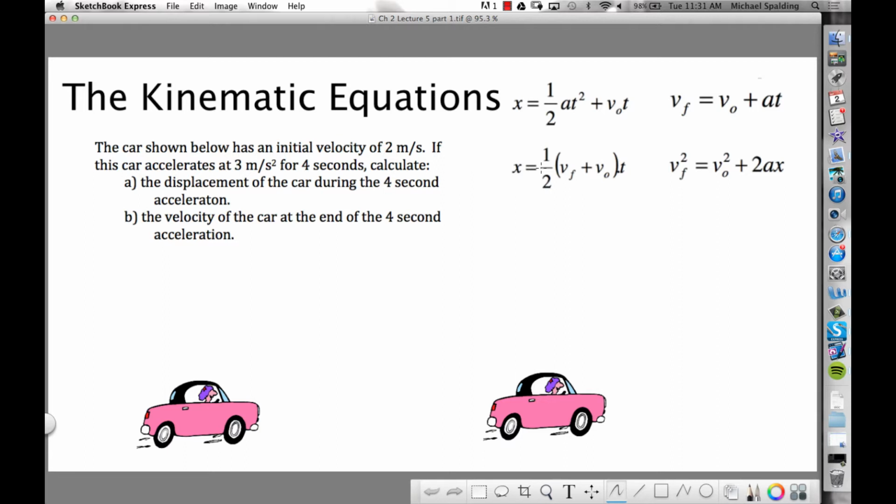So the other classes were asking, do you have to memorize these? Yeah, but it's not going to be difficult because you're going to use them so much. Okay, so defining the variables.